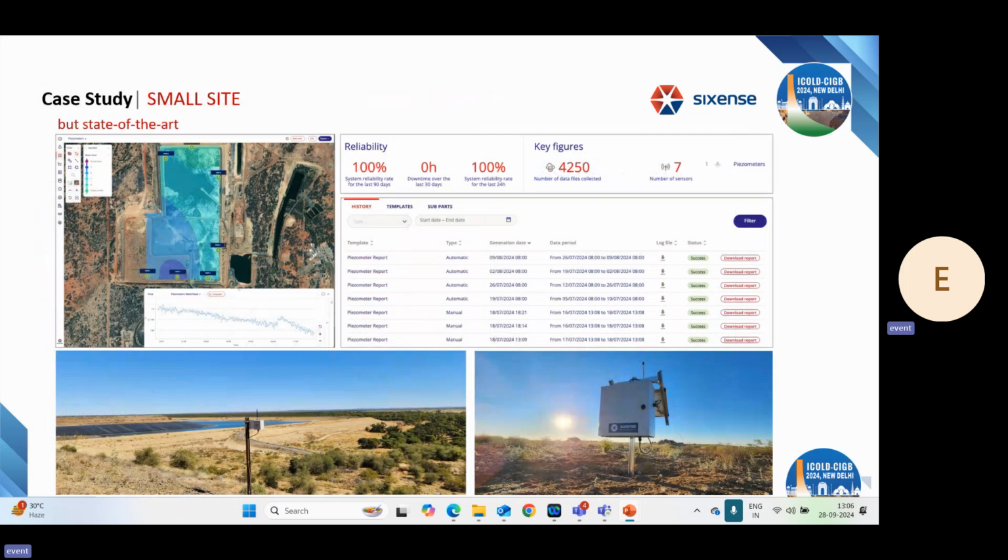I'll look at a case study of a few different sites just briefly. This is a small tailings facility in Queensland where we are monitoring the pore pressure with piezometers. It's small, but it's state of the art. Everything is wireless, it's solar powered, all the communication is remote. The alarming and the reporting is all automatic and produced within the system. And you can see the phreatic surface on your dashboard of your tailings facility.